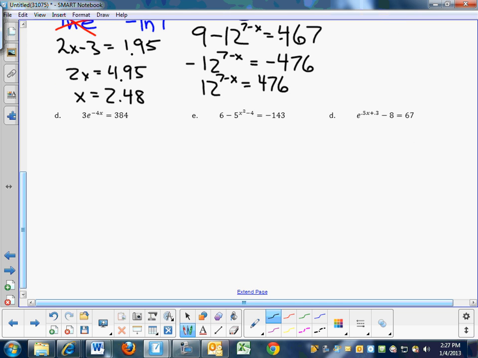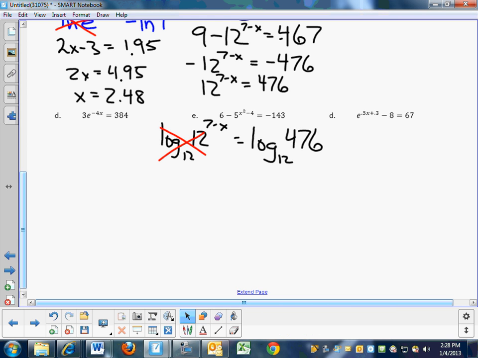Log base 12 of both sides. I need to use the space here. I'm running out of room. So we got log base 12 of 12 to the 7 minus x is equal to log base 12 of 476. Well, we know what's going to happen to the left-hand side. The log base 12 and the 12 cancel, leaving you with 7 minus x. To the right-hand side, how do we figure out log base 12 of 476?